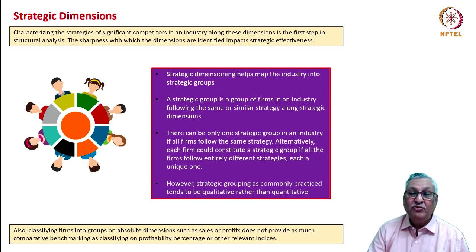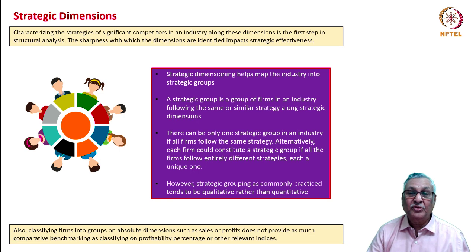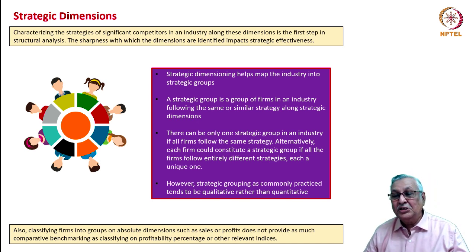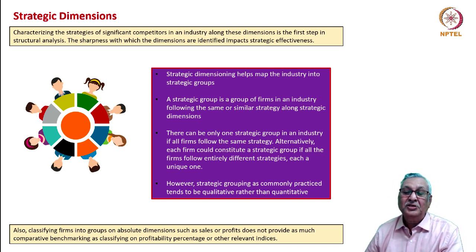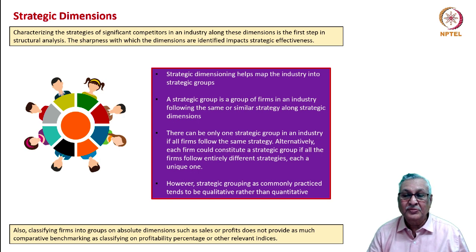Alternatively, each firm could constitute a strategic group if all the firms entirely have different strategies, each a unique one. So between the two polarities of the entire industry following the same strategy and each firm having a unique strategy that is different from the others, we have a huge spread of strategic dimensions and strategic grouping that would happen.